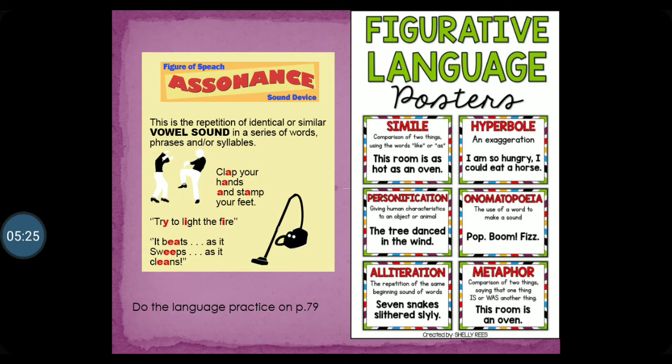And then the last question, make up 2 similes in which you compare a person to an animal. Okay, so remember with a simile, you use the words like or as. So that is all that you have to do for English today.